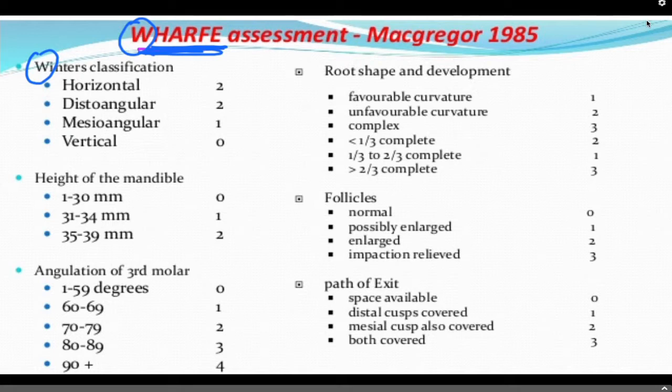W for Winter's classification. Next, H for height of the mandible, the amount of bone or the height of the mandible that is available. A for angulation of the third molar. Okay. R for root shape and root development. Okay. F for follicles and E for exit, the path of exit.